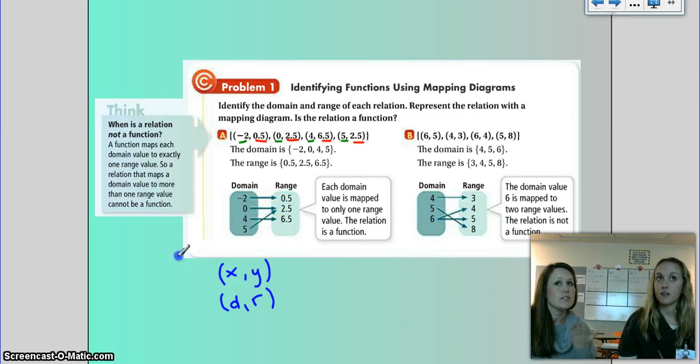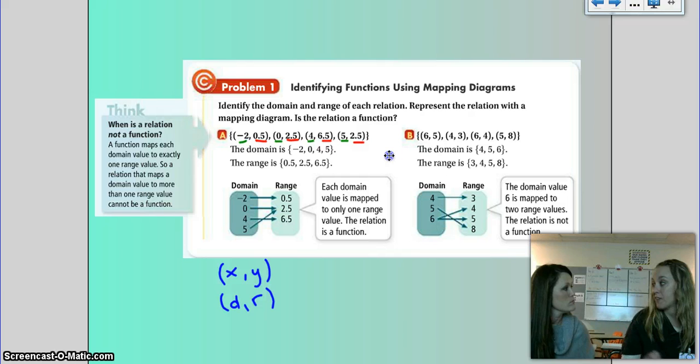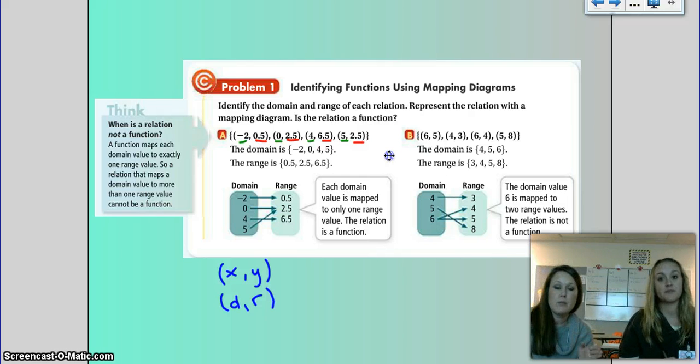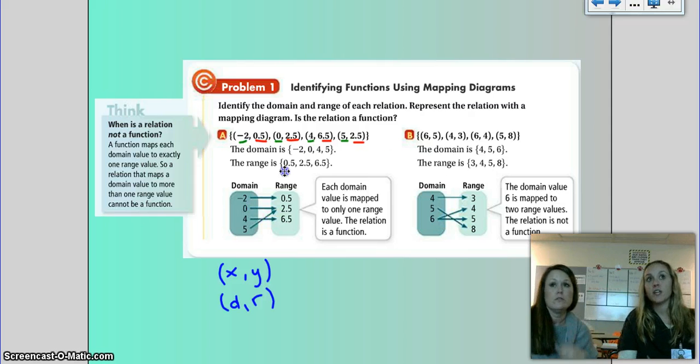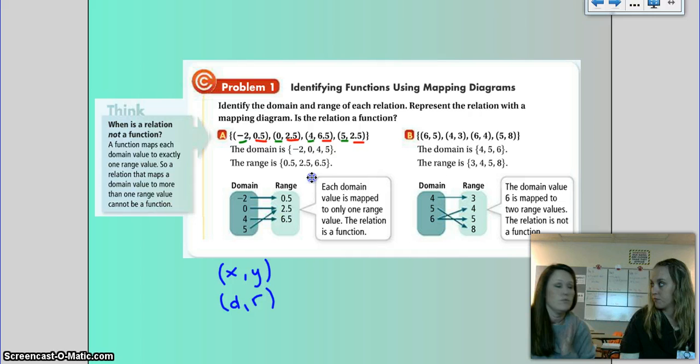So the domain for here is -2, 0, 4, 5. What we underlined in green. And then our range is 0.5, 2.5, and 6.5. Now, I noticed there's only 3, because 2.5 is a repeater. If it's a repeat offender, you only list it one time. And notice how these are in order from least to greatest. Oh, okay, that makes sense. It doesn't go in order of shown. No. Right. Okay. Then in number B.